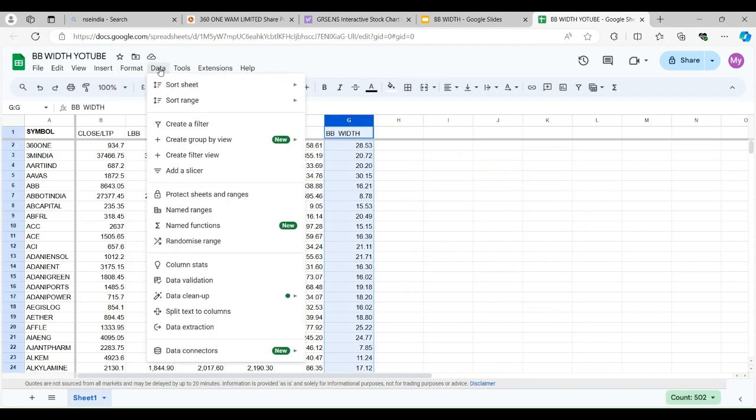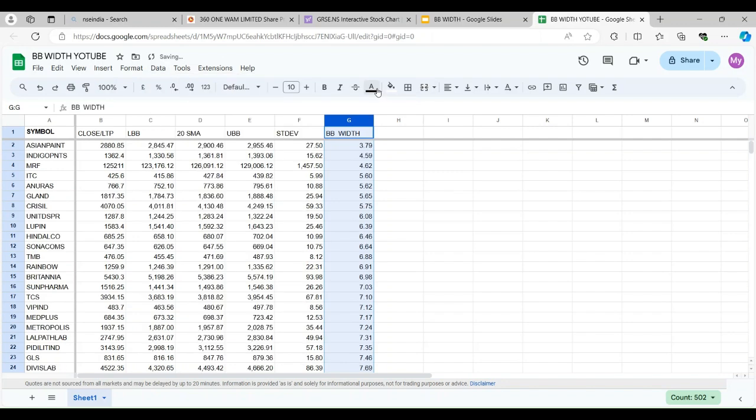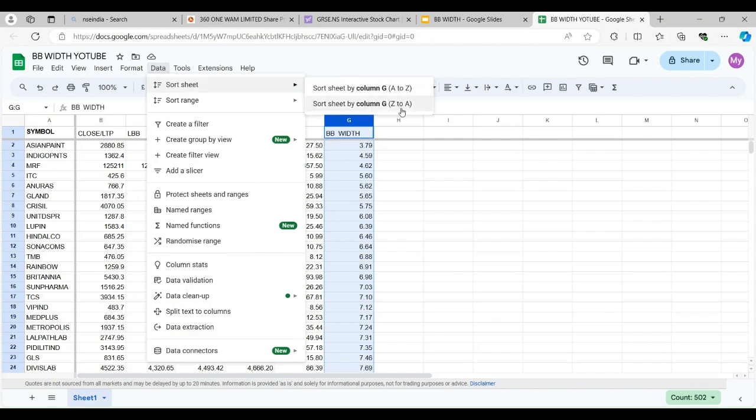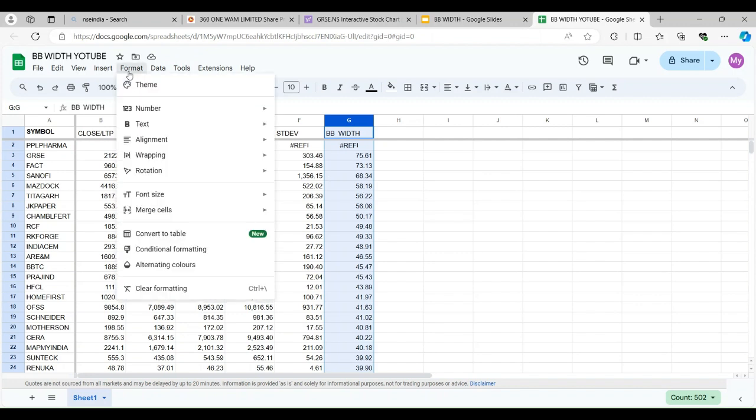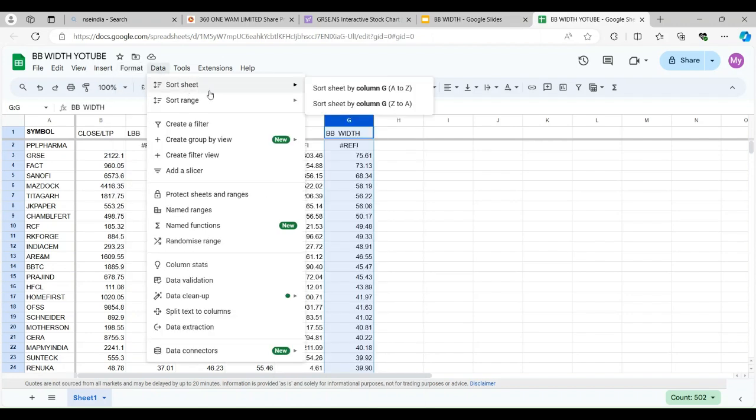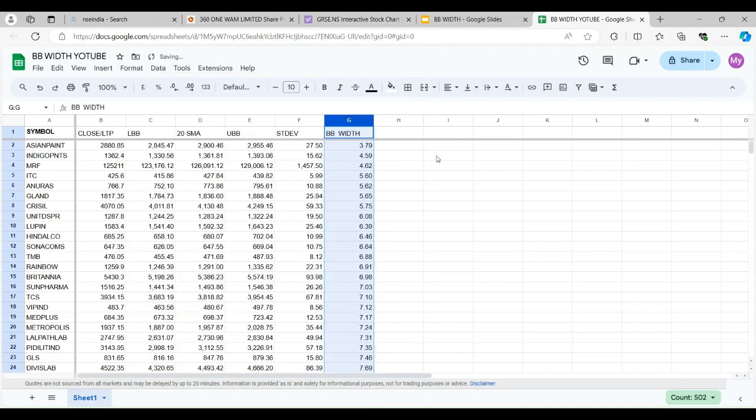go to data, sort the sheet in alphabetical manner, A to Z. These have a lower bandwidth, 3.79, 4.79, sorry, 4.59, 4.62, and Z to A. These have higher bandwidth, 75, 73, 68. Okay, so let's start with lower bandwidth.